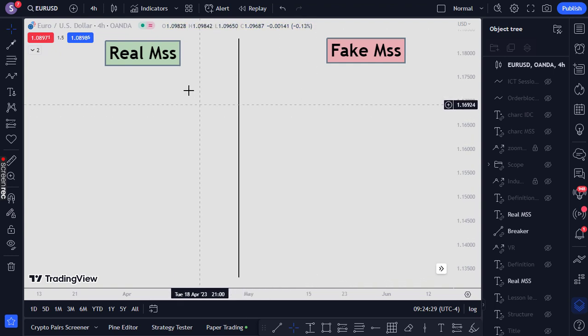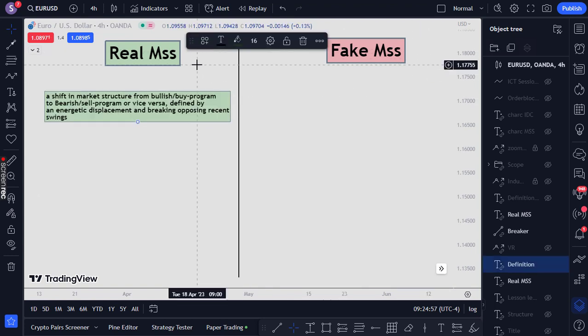Now let's start. By the end of this video, you will be able to anticipate where that displacement will fail to hold price and when it will hold price, to go higher or lower based on the context. So let's start with a real market structure shift. It is a shift in market structure from a bullish buy program to a bearish sell program, or vice versa, meaning from bearish to bullish, defined by an energetic displacement and breaking opposing recent swings. So it's something like this. It would be like this.